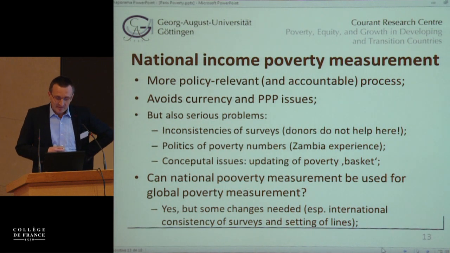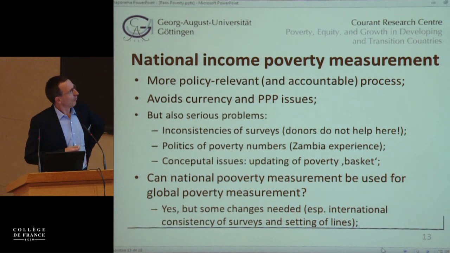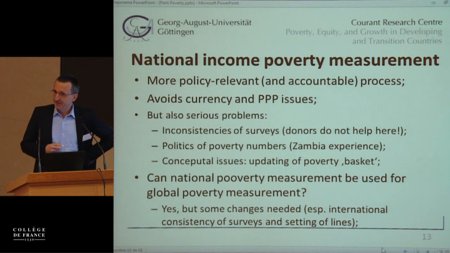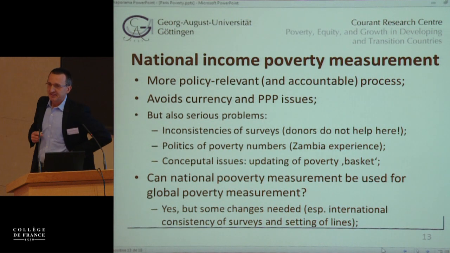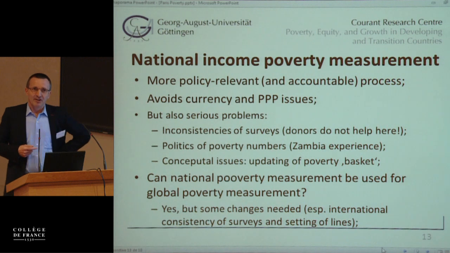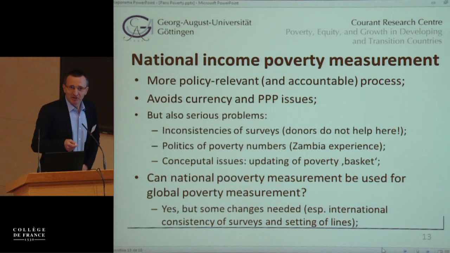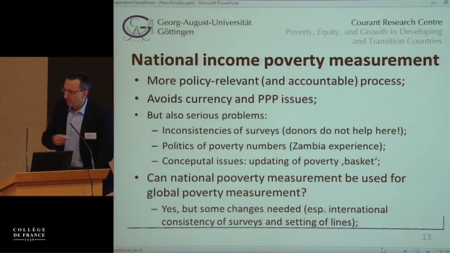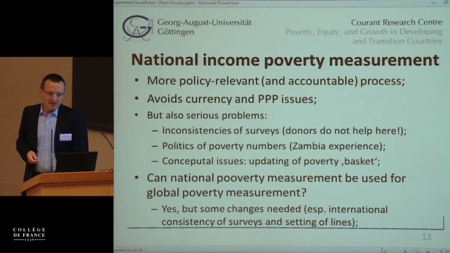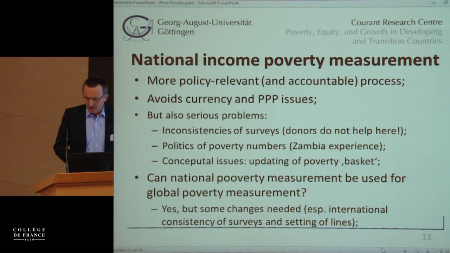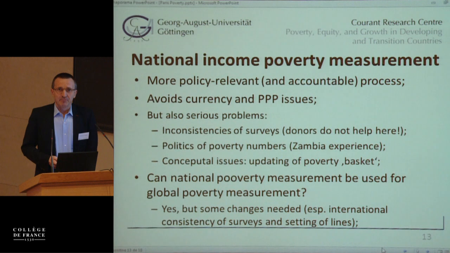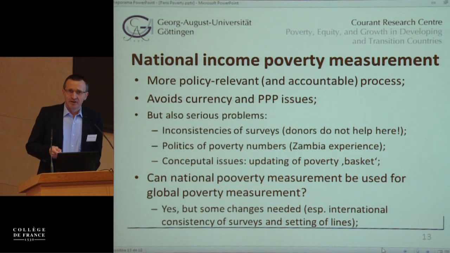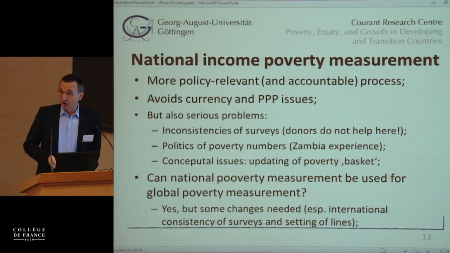The second one is, of course, then politics intervenes. I can tell you my Zambian experience was the problem is, in the end, when you're trying to generate comparable poverty numbers over time, basically you come to a situation where you have to make expert judgments on things where, in a sense, there is no right or wrong answer, but the numbers matter a lot.